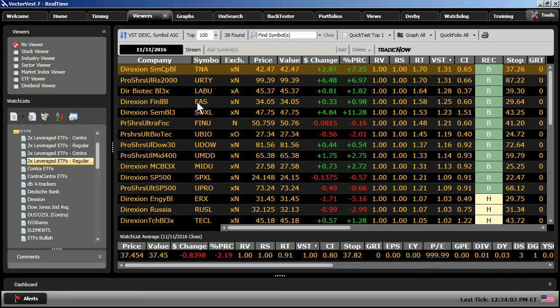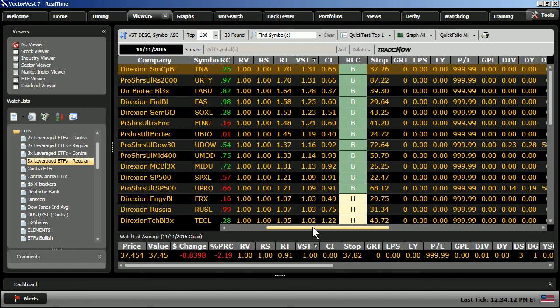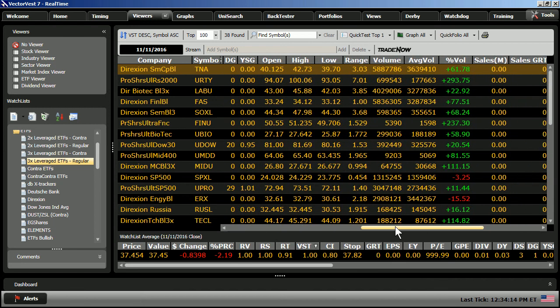But something to keep in mind, if you're looking at a watch list of stocks, these are sorted by VST. If I'm looking at ETFs, it's important to make sure that these ETFs trade. Not every ETF trades equally. Notice that I have some that trade only 1,500 shares average volume. That is the ProShares Ultra Financials, the symbol FINU. Simply, we want to make sure that we're in liquid ETFs.